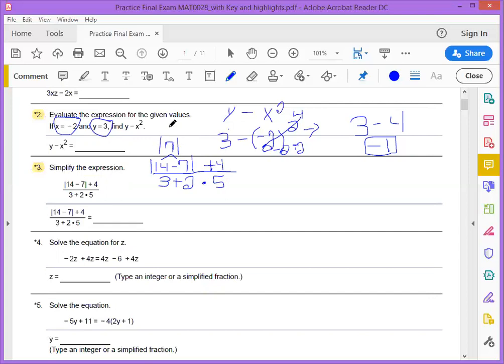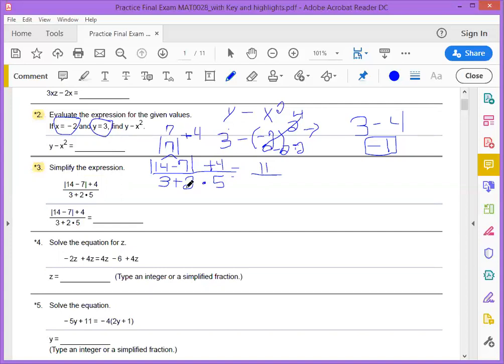The absolute value of 7, that's the distance that 7 is from 0 on the number line, and that's just 7 units. So the absolute value of 7 is 7. And also in the numerator, we have plus 4. So 7 plus 4 in our numerator gives us 11.